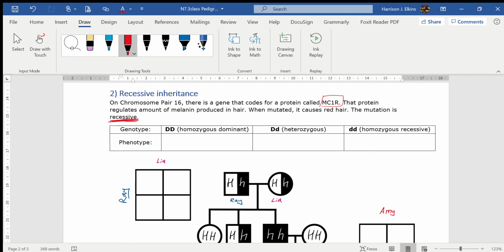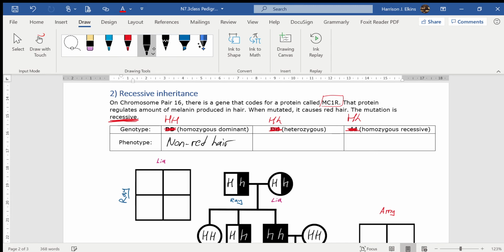Let's look at this one. I just realized my letters here are different, so I'm going to use H's for this one. Let's change this to big H, big H; big H, little h; big H, little h. If you're homozygous dominant, are you going to experience red hair? No, because red hair is recessive and here this is all dominant. So non-red hair.